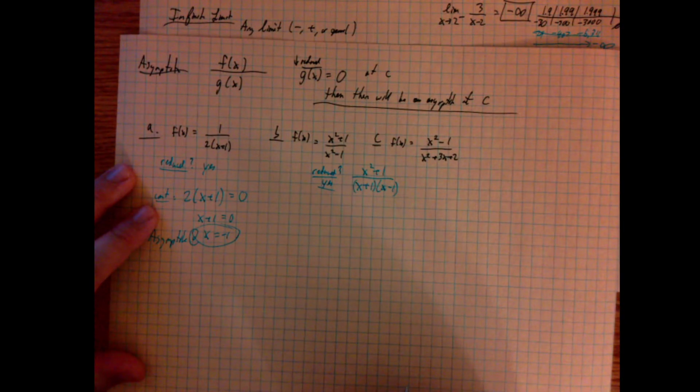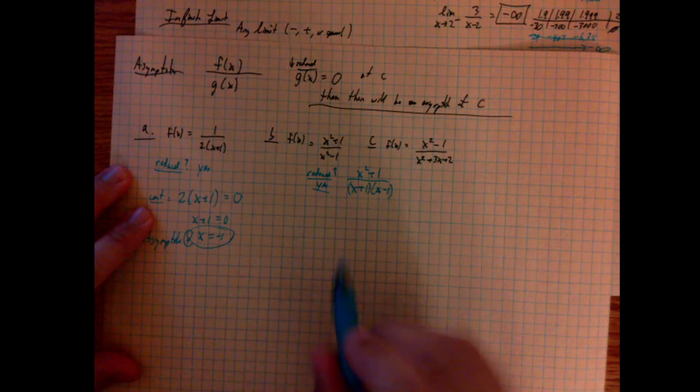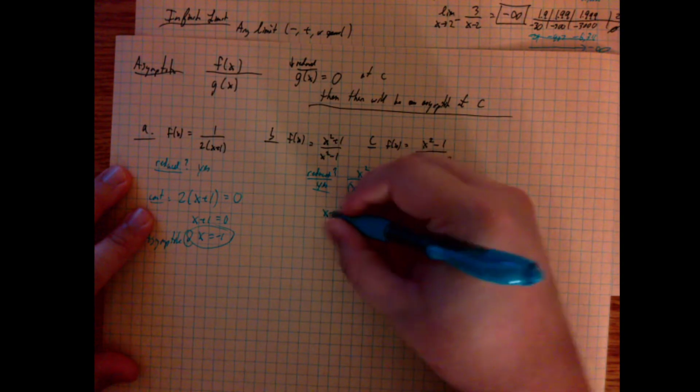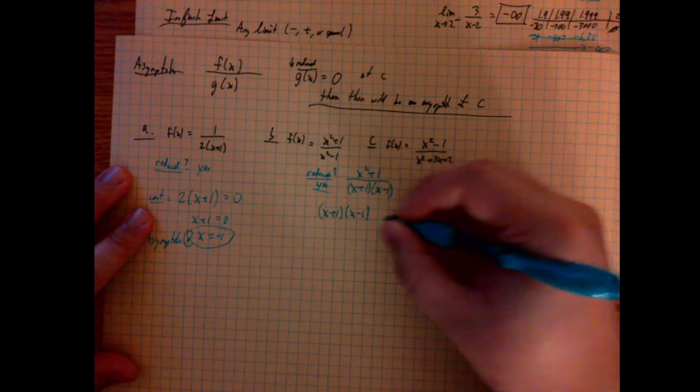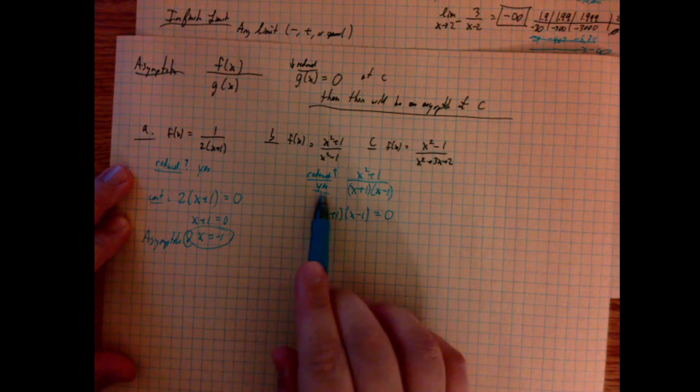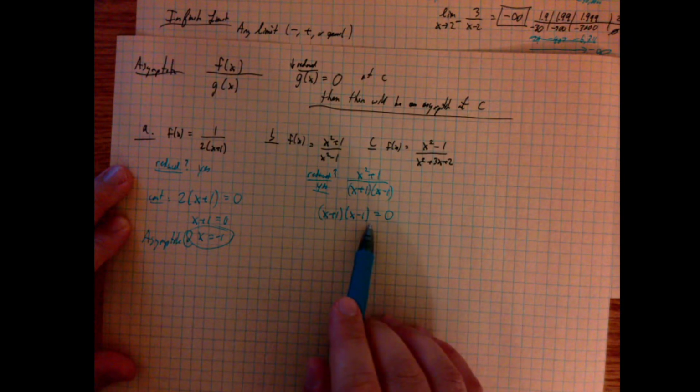Now, as I continue, I come here. I want to see where the denominator equals 0. So I do the x plus 1 and x minus 1 is my denominator. I set the denominator equal to 0. Notice the numerator is not important because it is already reduced. So I look at the denominator now.